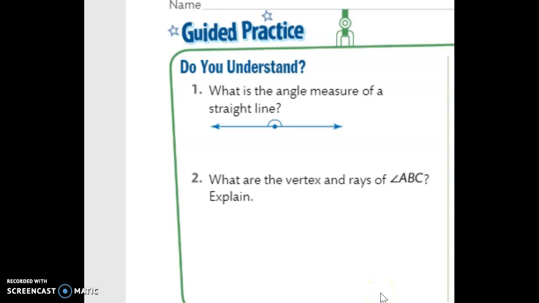Okay, so before you start your independent practice assignment, I wanted to go over just a couple of the guided practice questions. If you see here, question number 1, what is the angle measure of a straight line? I want you to think back to what we talked about in the solve and share.